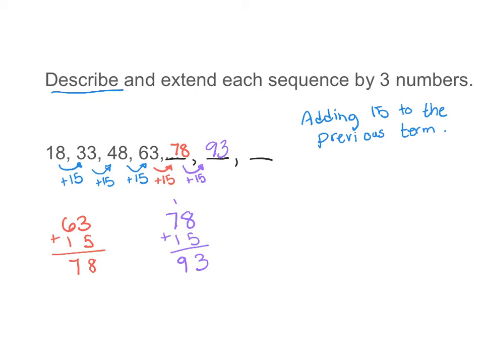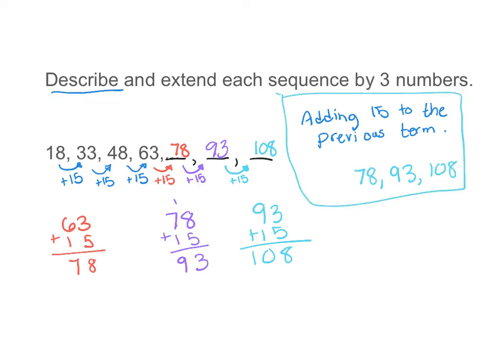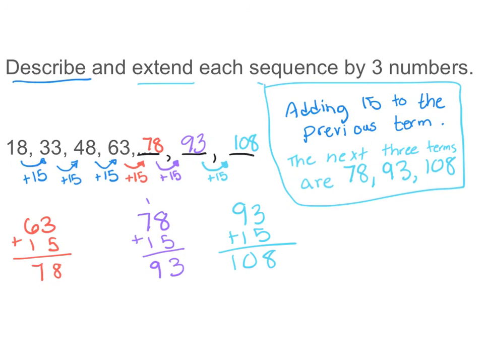And then the last term, let's do a different color, I have to add 15 here. So I have 93 plus 15, so I have 108. So my next 3 terms would be 78, 93, and 108. And that would be my final. So these are the 2 things, the describing and the extending. The next 3 terms I just wrote on there were 78, 93, and 108, just to be more clear.